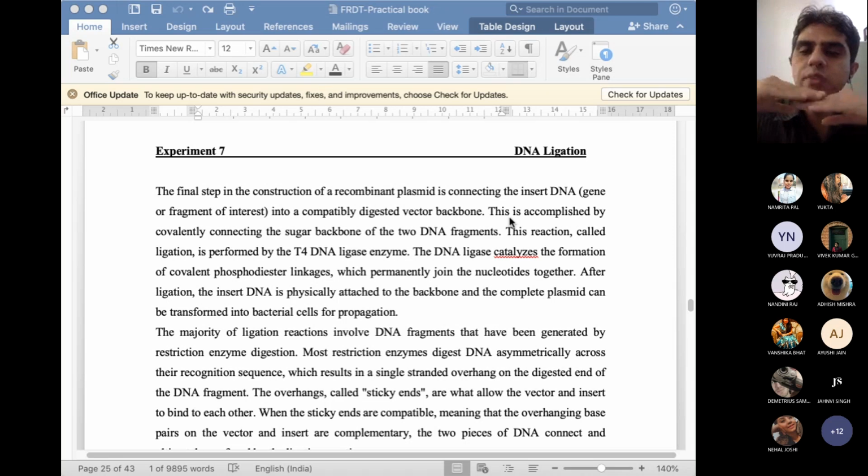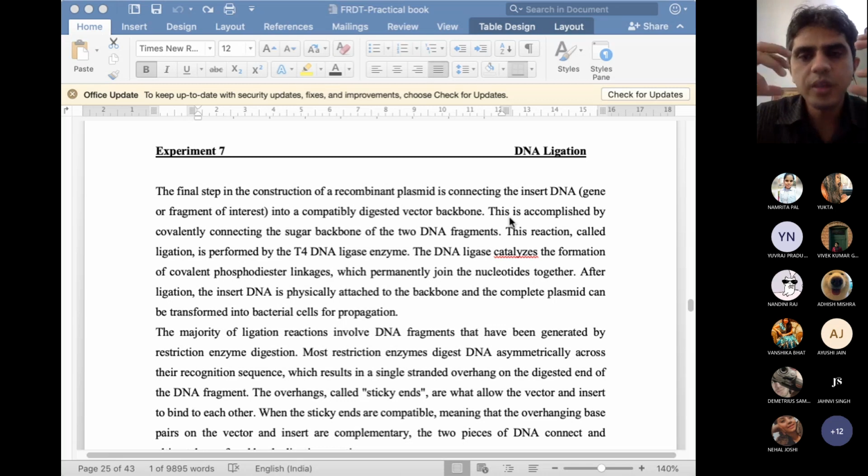After the isolation of DNA, we go for electrophoresis. Then we see what the quality of the DNA is going to be. After electrophoresis, after knowing the DNA, we go for the isolation of plasmid. So you have genomic DNA, and you are going to have plasmid DNA. Plasmid DNA is going to serve as a vector, and genomic DNA is going to serve as a source of gene.